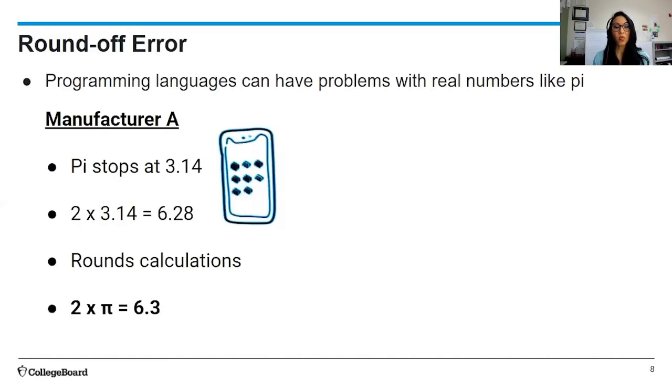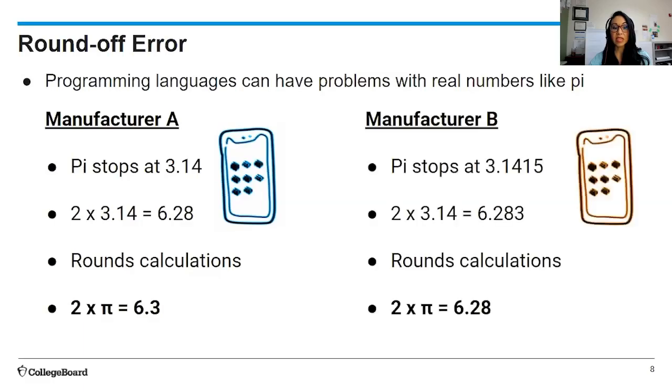Say we have one computer made by manufacturer A, and they have this computer compute pi with just the first two decimal points of pi. So they use 3.14 when doing calculations. While manufacturer B may have their computer calculate pi with a couple more place values, 3.1415.